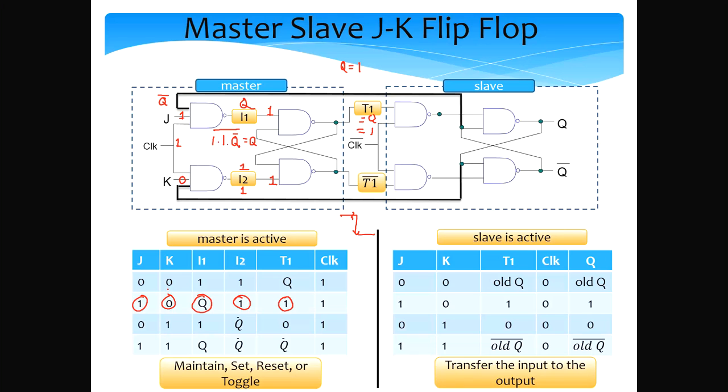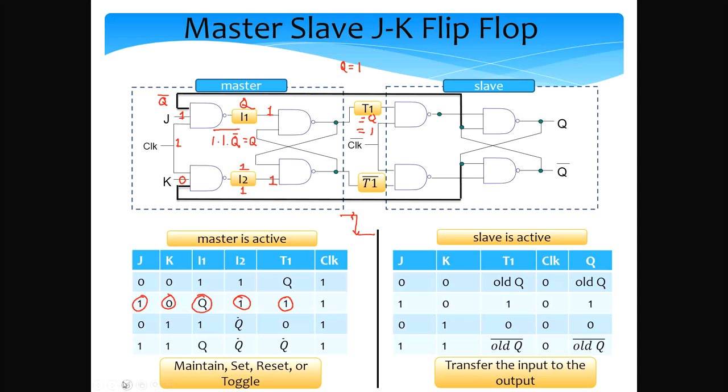So what is happening? In the J terminal, if it is set to 1 and K is set to 0, then irrespective of the value of Q, in all cases the value at this point T1 is being set to 1.